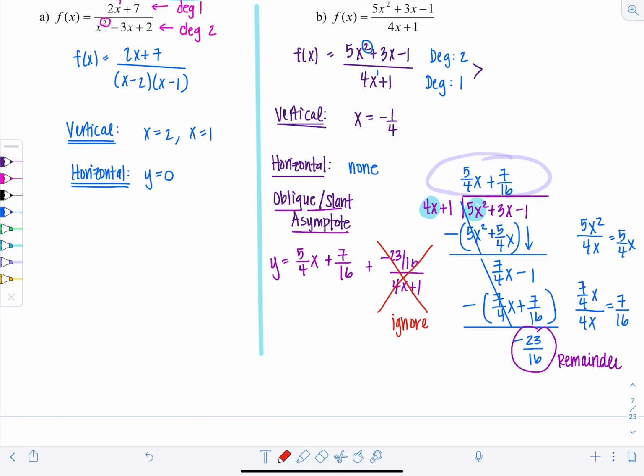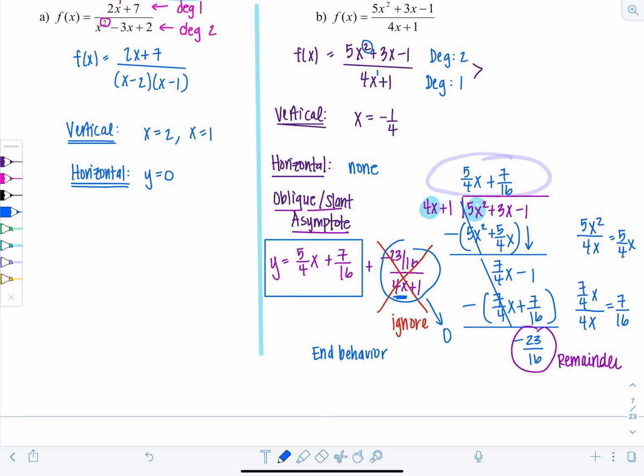Why? Well, later on when you get to calculus, you're going to learn these asymptotes tell you about end behavior, right? End behavior when x gets really, really large. And if you'll notice, this remainder term is always just going to go to 0 if x gets really, really large, because the denominator is going to get so big that that term's just going to shrink and become insignificant. But I'll let your calculus teacher explain all that good stuff to you. Just know you don't need the remainder when you write the equation of the oblique asymptote. There it is. It's a line, right? Slope is 5/4, y-intercept is 7/16. Cute, cute. Okay.